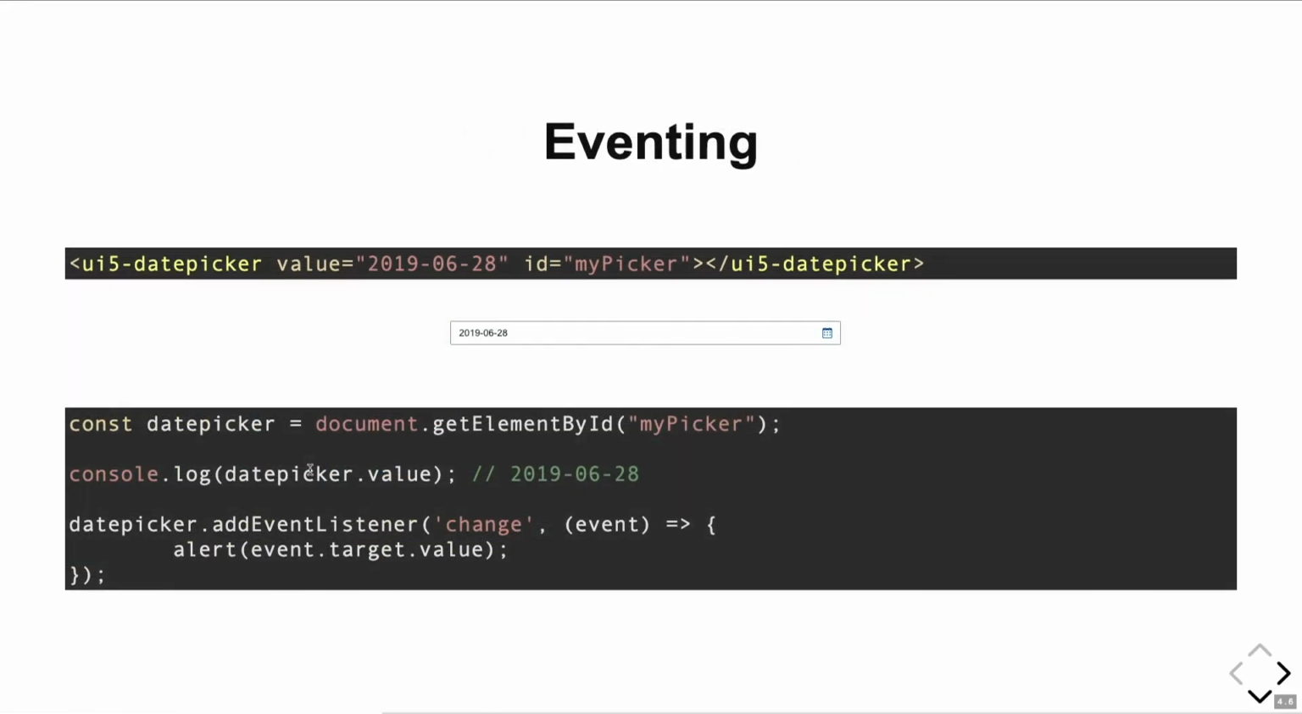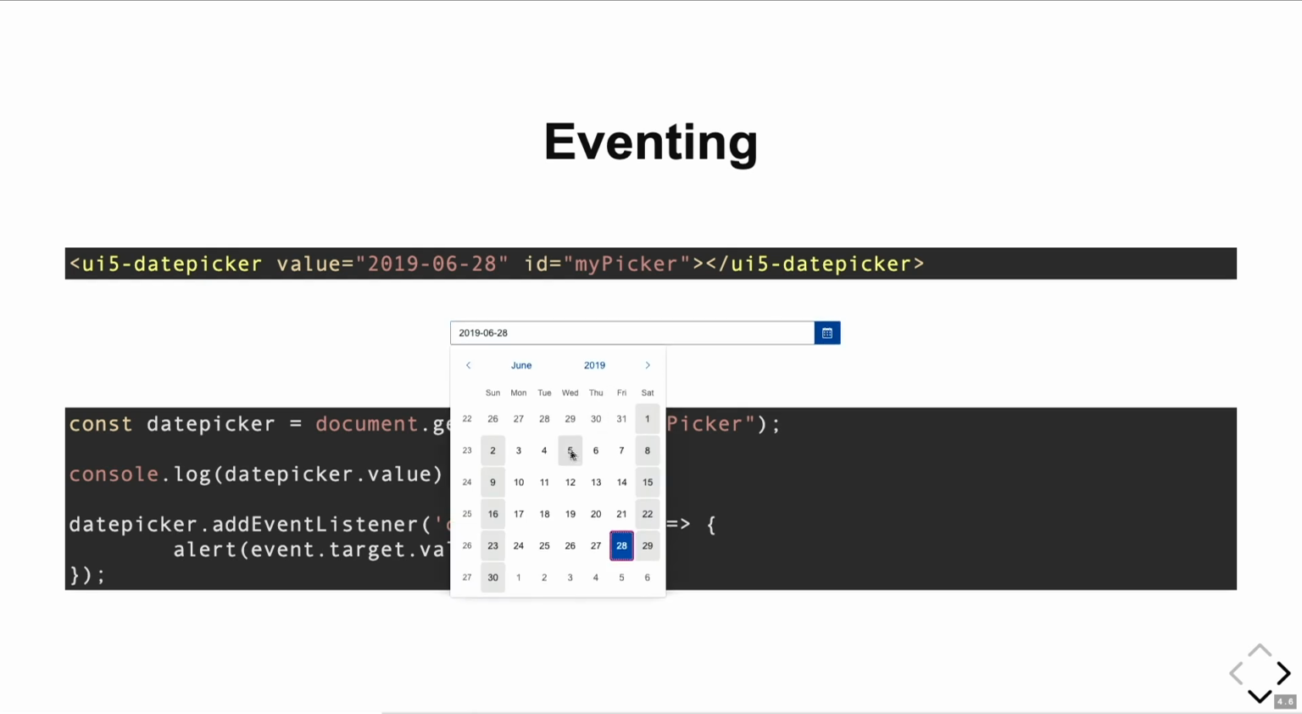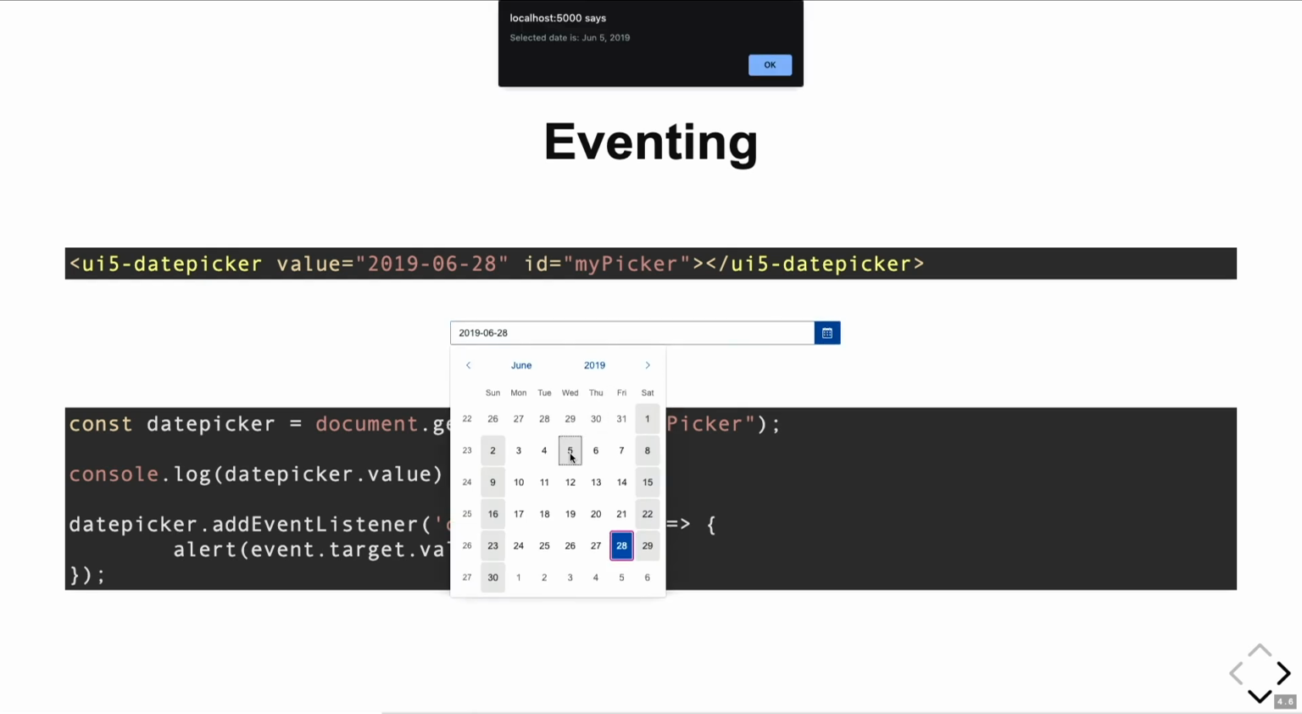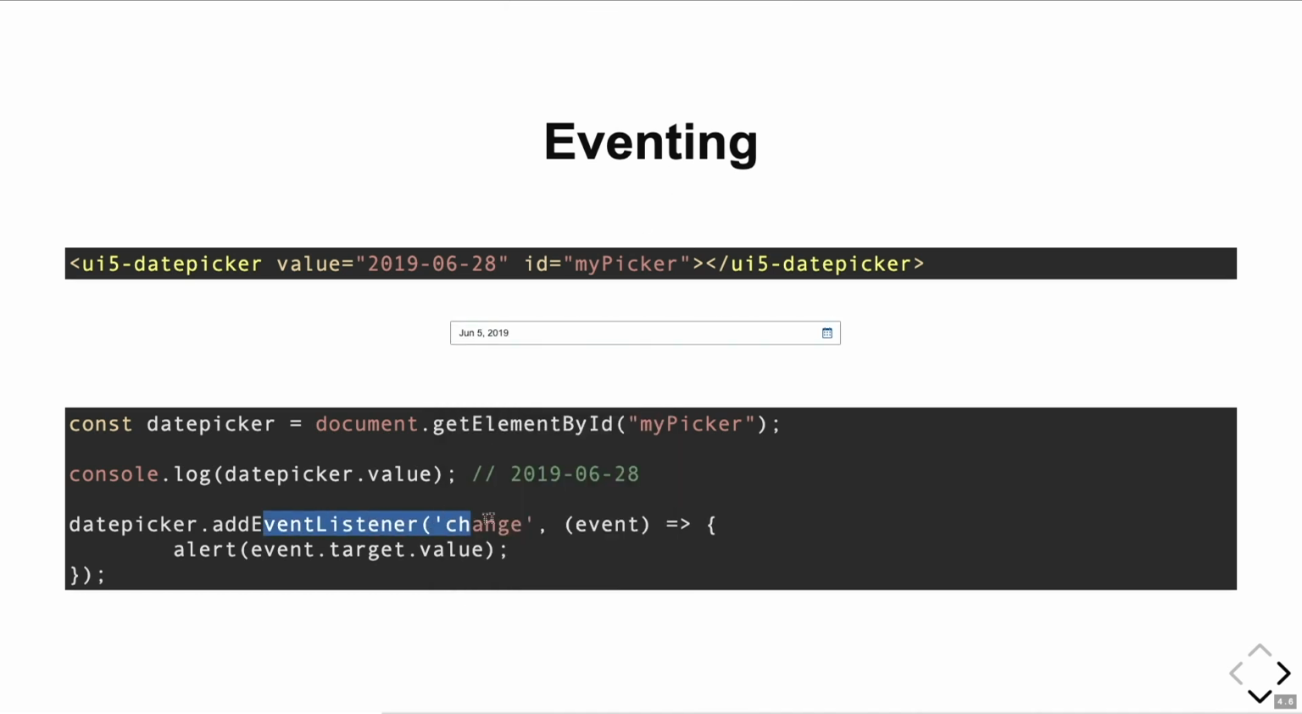If you want to interact with them, we also provide events, like in this nice, my favorite web component, the date picker. If you want to listen for changes in the date, you can add an event listener using the change event. And if the date changes, the callback is called, using only the native addEventListener method.